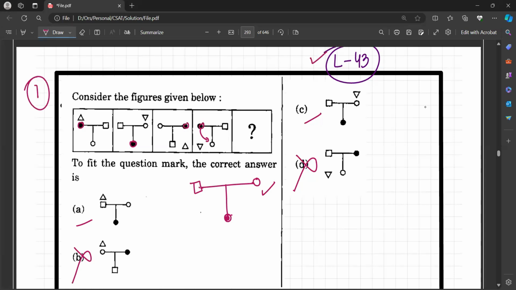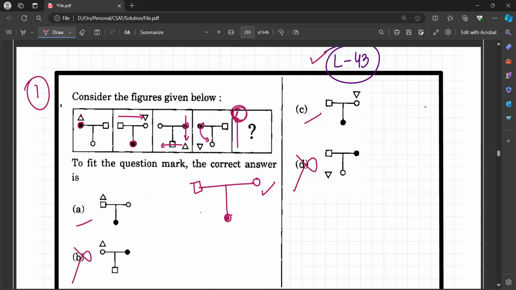Now let us see the triangle here. Triangle is first here. It takes a clockwise direction, comes here, again goes down, comes here. Now it has to go to the top position. So the triangle has to be here. I don't know whether it would be upward facing or downward facing.